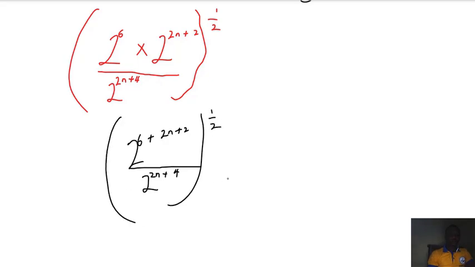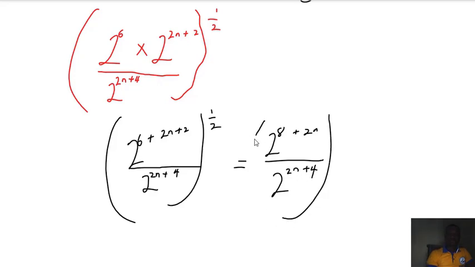half, so here 6 plus 2 will give us 8, so we have the numerator to be 2 exponent 8 plus 2n all over 2 exponent 2n plus 4, then you have this one all over 2.